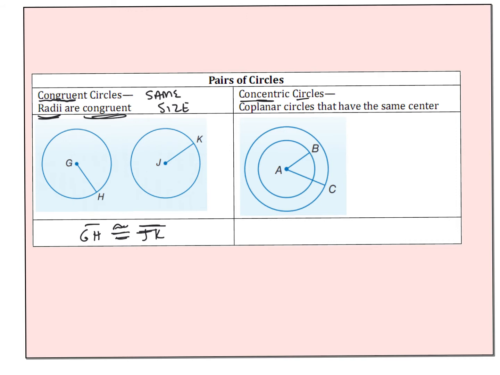Concentric circles have the same center, but as you can see, one is fully inside the other, or one is fully outside the other. The easiest way to think about this would be like the Target logo, the bullseye. Those are concentric circles. They all have the same center, but don't touch or cross over anywhere.